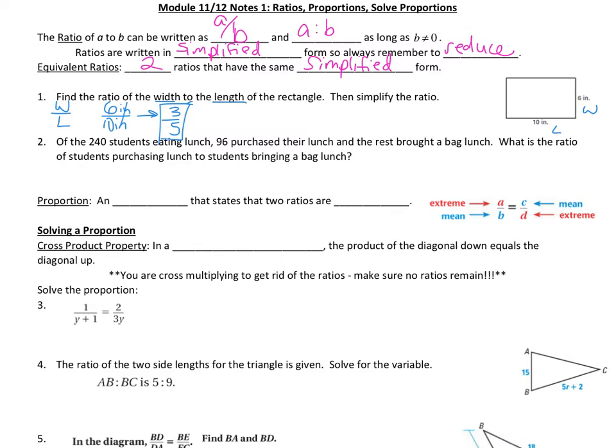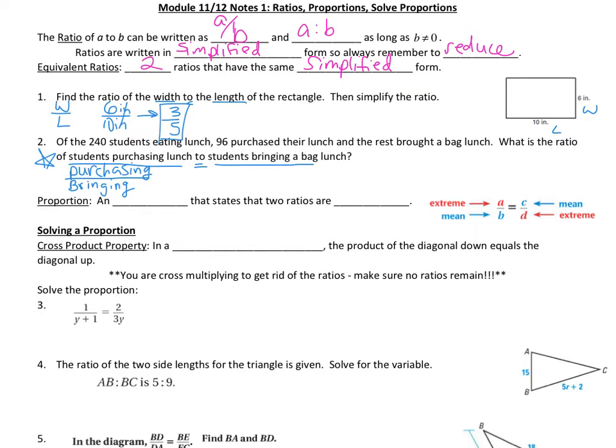So number 2, we have 240 students eating lunch. 96 purchased their lunch, and the rest of them bought a bag lunch. What is the ratio of students purchasing a lunch to the students bringing a bag lunch? And I want you to set up the ratio of this one on your own.